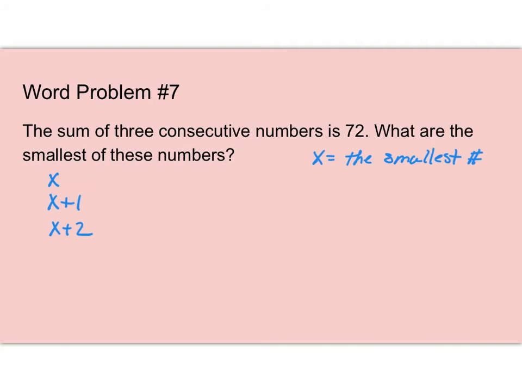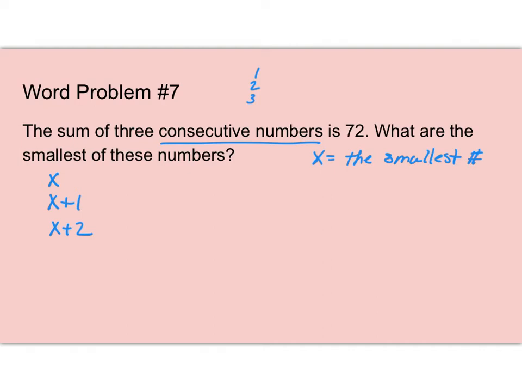All right, number 7. The sum of 3 consecutive numbers is 72. What are the smallest of these numbers? So the first thing we do is identify that our variable is going to be x, and it's going to be the smallest number. Now, consecutive means in order. So 1, 2, 3 are consecutive numbers. 15, 16, 17 are consecutive numbers.